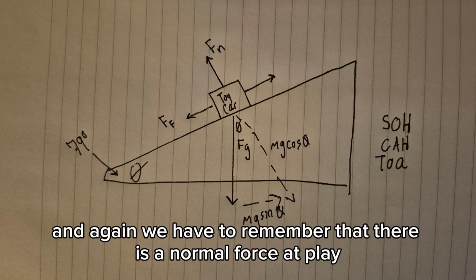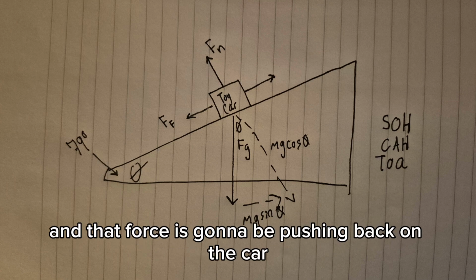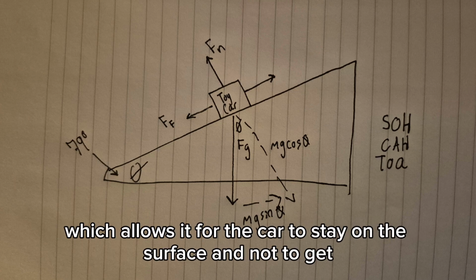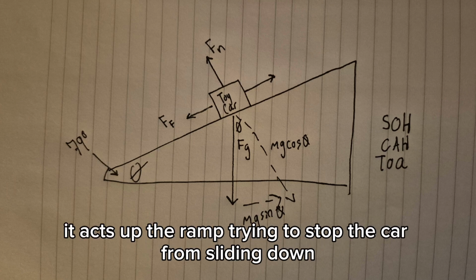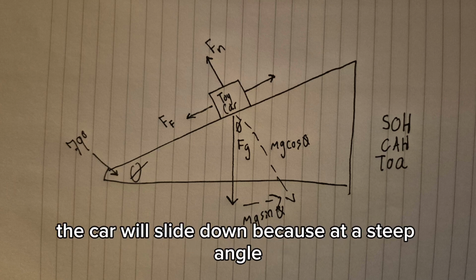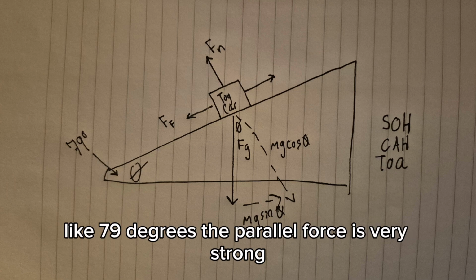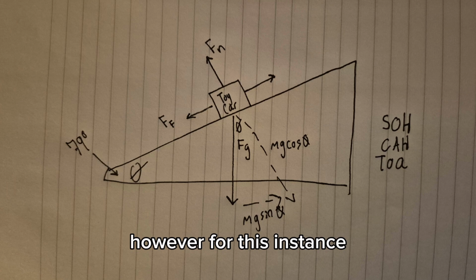Again, we have to remember that there is a normal force at play, and that force is pushing back on the car, which allows the car to stay on the surface and not sink in. If there's friction, it acts up the ramp, trying to stop the car from sliding down. If there isn't as much friction, the car will slide down because at a steep angle, like 79 degrees, the parallel force is very strong.